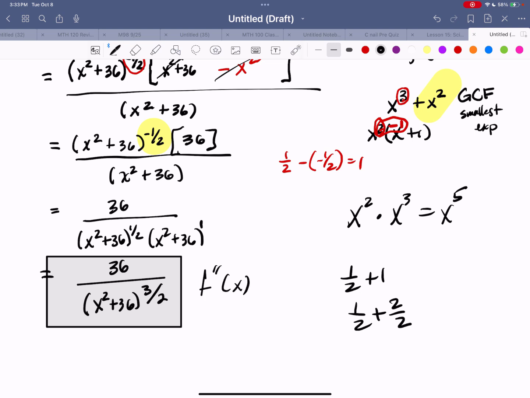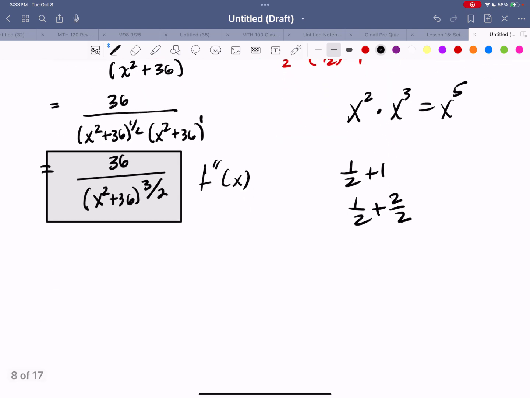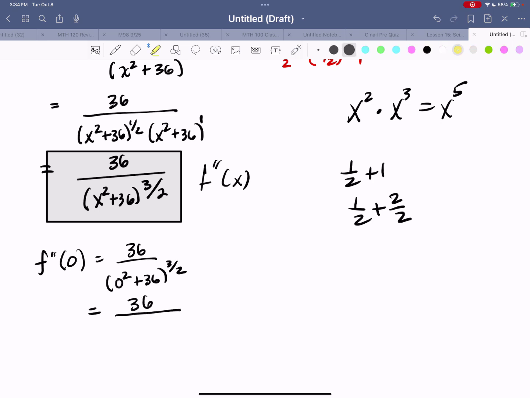Now, evaluating it at 0 is pretty easy. Second derivative at 0 is 36 over 0 squared plus 36 to the 3/2. That's 36 to the 3/2. And you might want to leave it as the square root of that and then that to the 3rd, instead of having to do the 3/2.